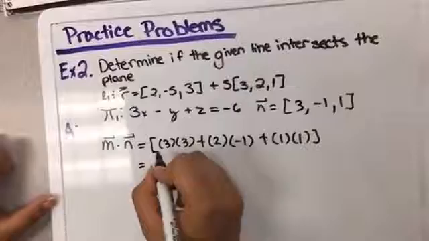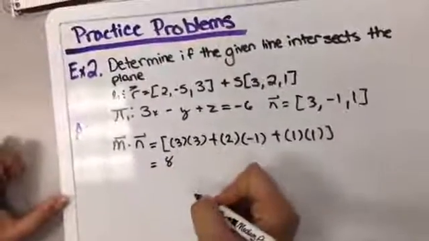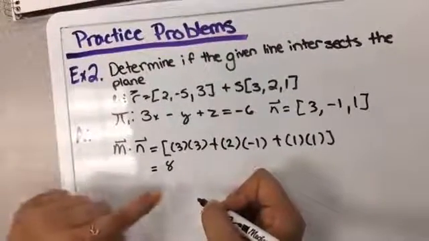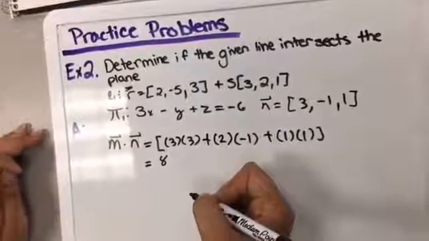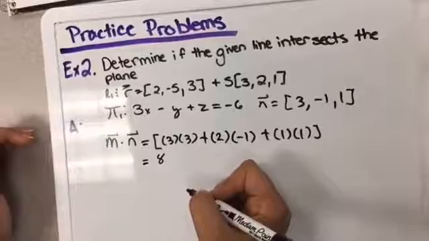And now this is going to give us 8. And since the dot product is not 0, m and n are not perpendicular, and the line and the plane are not parallel, so they must intersect.